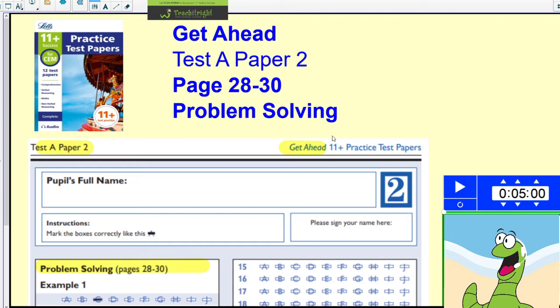You'll also need to find the relevant answer sheet, and again, it will need to be Test A, Paper 2. But this is so important, I'm going to underline it. It needs to say Get Ahead. And you'll see this is really important.